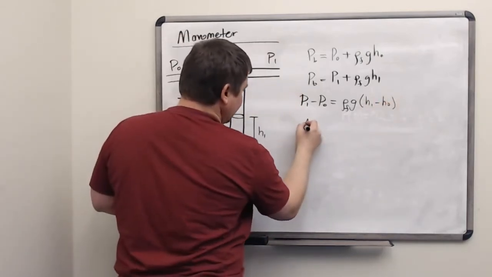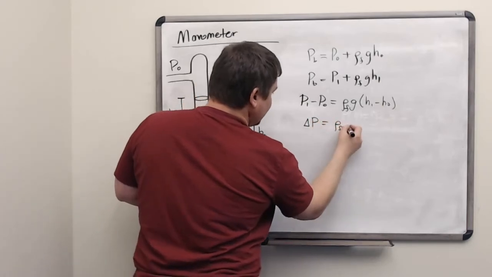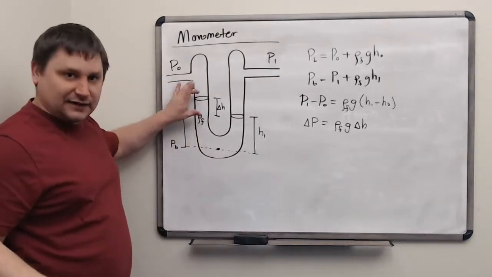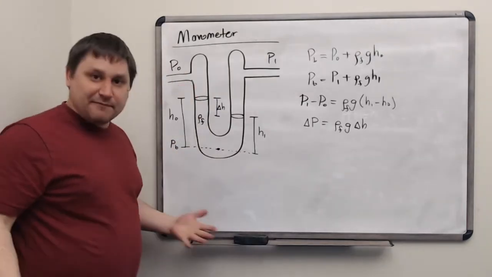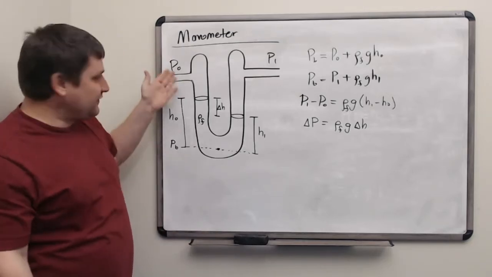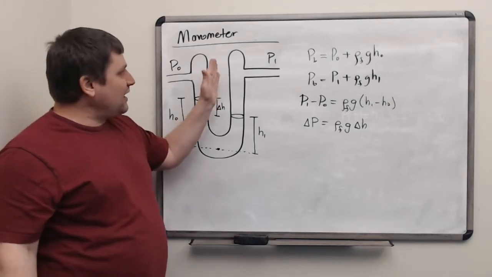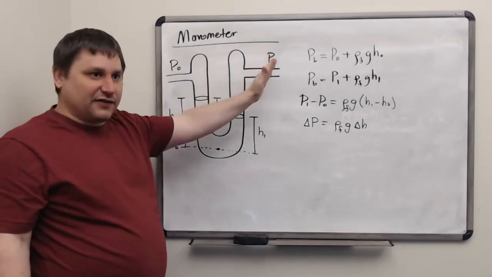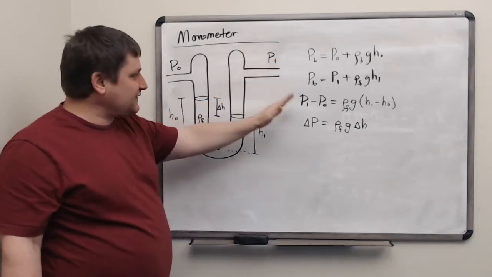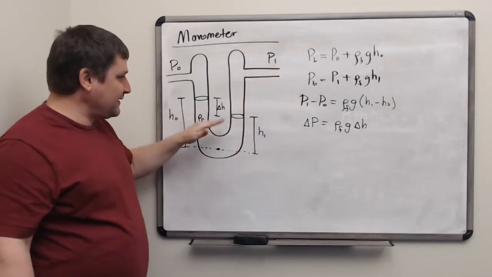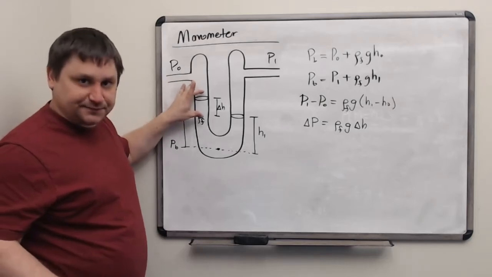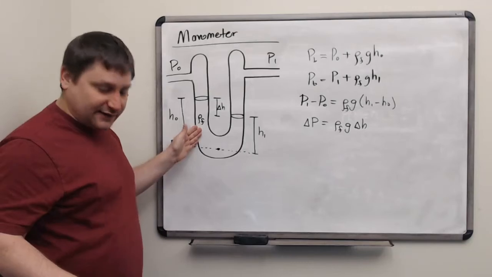So essentially, the difference in pressure between the two sides is equal to rho g times the difference in height between the two fluid columns. All right, so this enables us to measure pressures then. If we have a known pressure on the left, say atmospheric pressure, this is just open, and then we have a sample of gas or some other fluid on the right side that we don't know its pressure, we can solve this for the difference in pressure between the two sides, just by throwing a ruler up here and measuring the delta H and knowing what fluid it is, knowing its density.